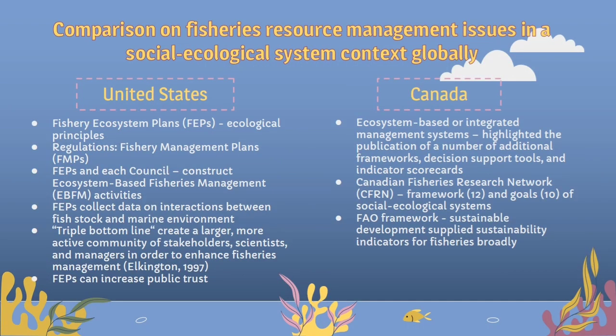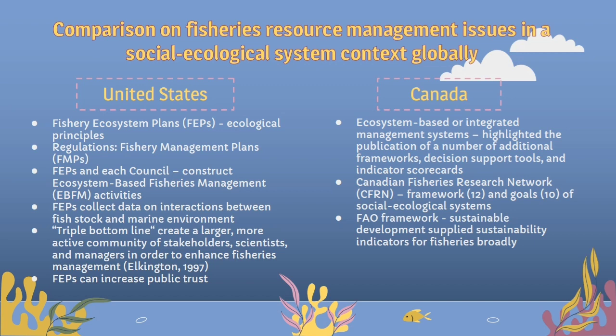For the comparison of fishery resources management issues in a socio-ecological system by context globally, I focus on the United States and Canada. The United States has fishery ecosystem plans which focus on ecological principles, and their regulation is based on fishery management plans. Then the fishery ecosystem plans, and each council will construct ecosystem-based fishery management activities. These collect data on the interaction between the fish stock and the marine environment.